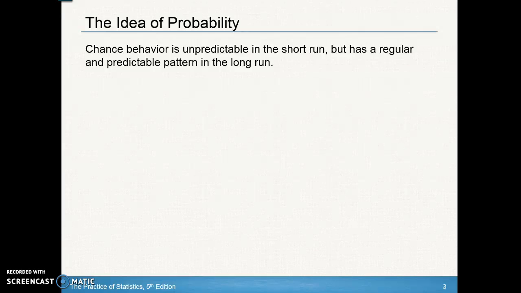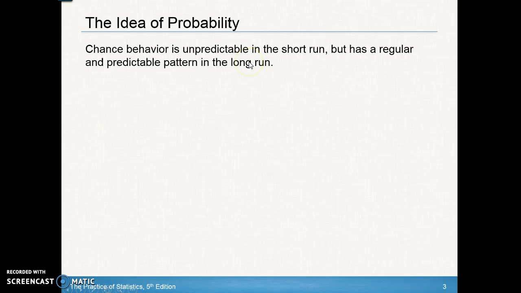So the idea of probability, we're actually going to be going into probability in Unit 5. So into Unit 4, in this section, we're just going to get a general idea of probability. So probability is basically chance behavior. Chance behavior is often unpredictable in the short run. So if you flip a coin 10 times, you could potentially get tails every single time you flip a coin. However, it is relatively predictable in the long run. It has a regular, predictable pattern in the long run.